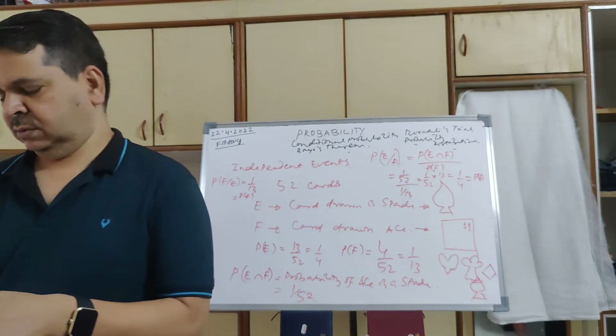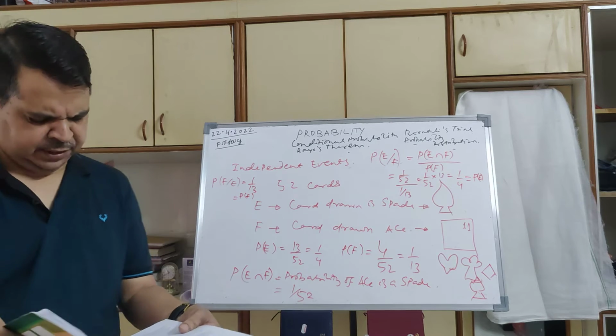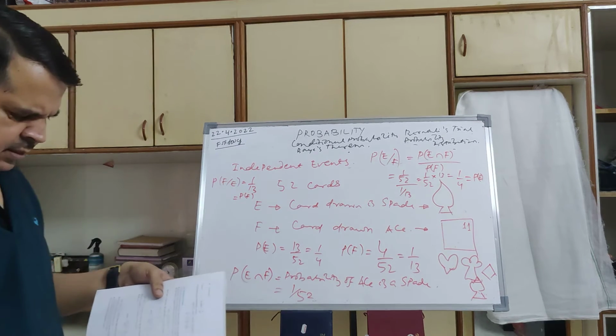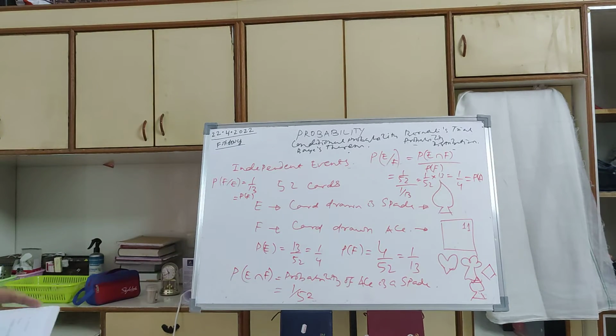So E and F are two events such that the probability of occurrence of one of them is not affected by the occurrence of the other. That remains the same. In that case they are called independent events. So this is an example of independent events, and this is the definition.